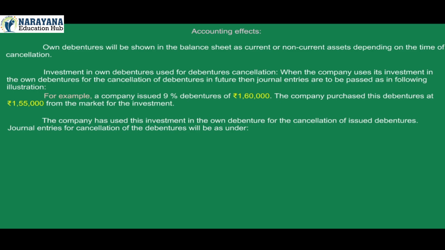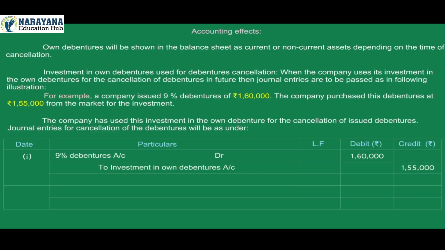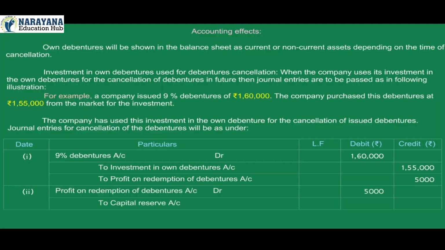Journal entries for cancellation of the debentures will be as under: date, particulars, ledger folio number, debit, credit. 1. 9% debentures account debit 1,60,000, to investment in own debentures account credit 1,55,000, to profit on redemption of debentures account credit 5,000. 2. Profit on redemption of debentures account debit 5,000, to capital reserve account credit 5,000.